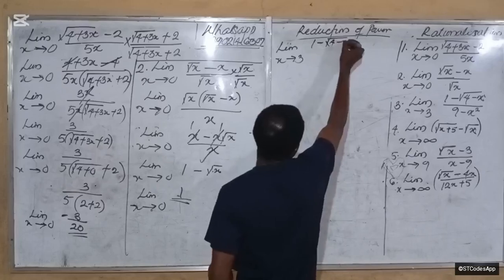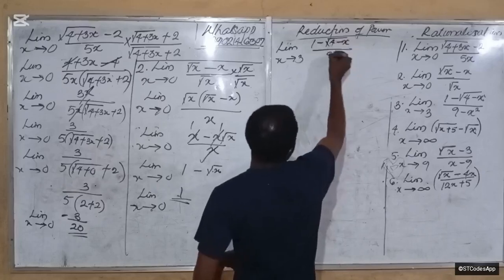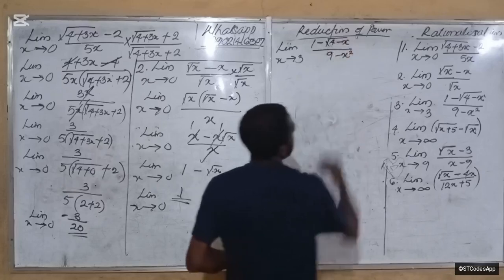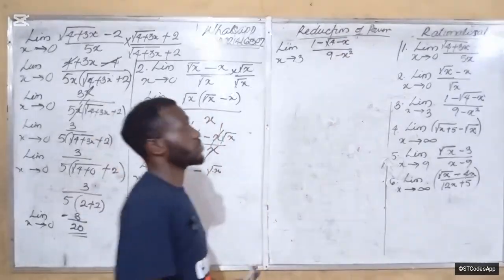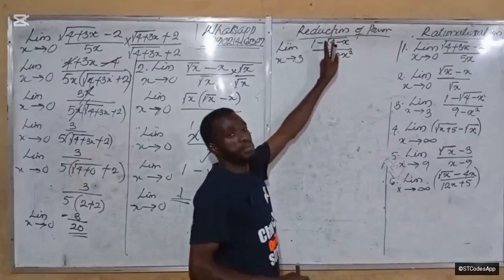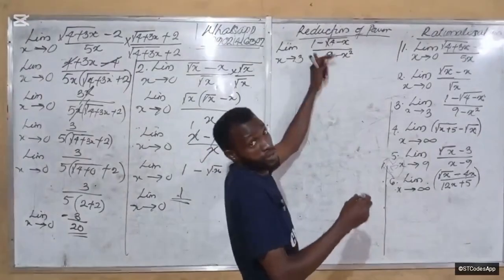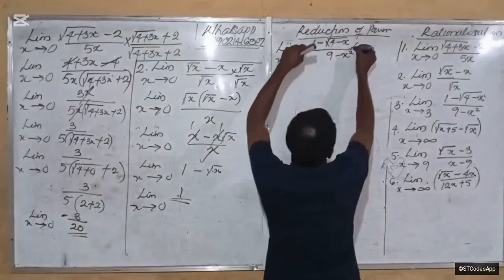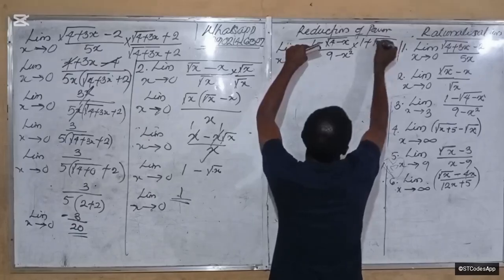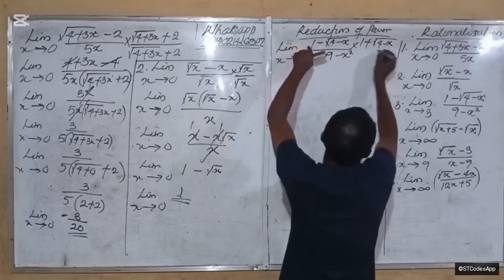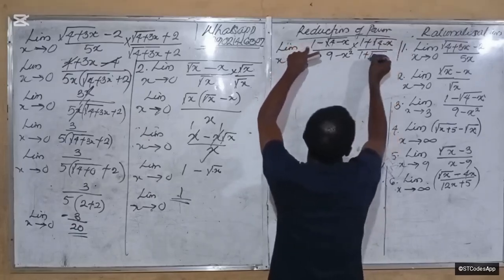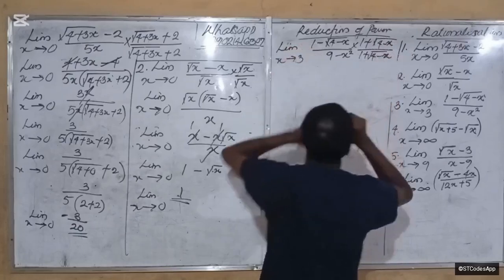because you can test, exactly. Not like you cannot test with the others, but this one is definite. Over 9 minus x squared. So what do you want to do here? The first thing you want to do is multiply by the conjugate of the numerator. So you see we are choosing the numerator now because it's the one that needs rationalization. So times 1 plus root 4 minus x over 1 plus root 4 minus x.